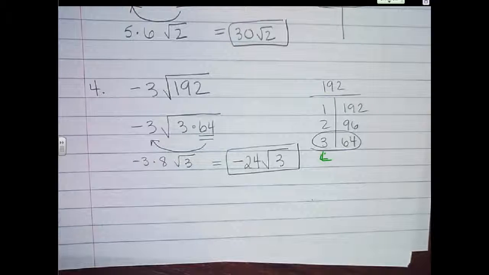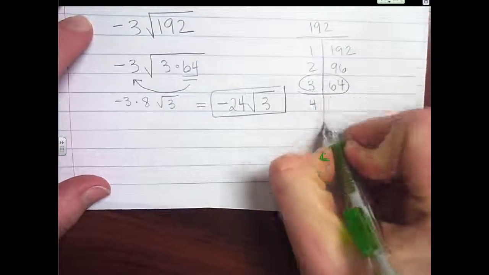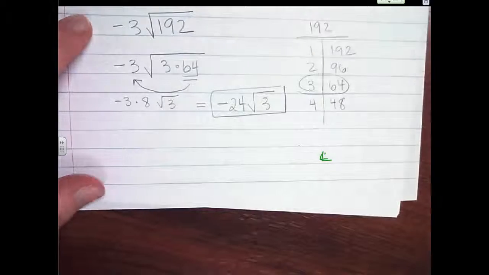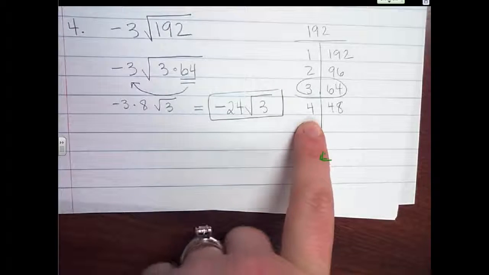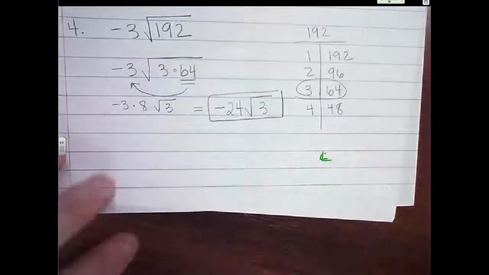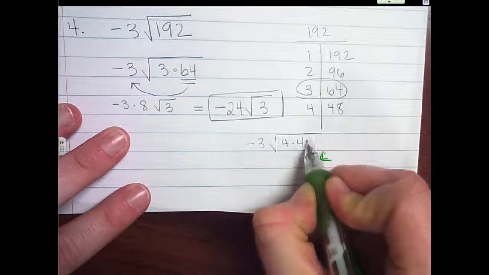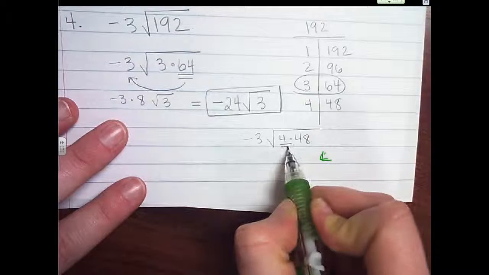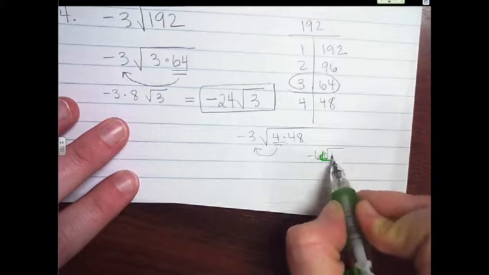Let me show you something, because I see what you're asking. It's a good question. Okay, so look, guys, pay attention. If I had gone here and I didn't realize that 64 was a perfect square, and I said, oh, well, 4 times 48. Okay, so then I go negative 3 square root 4 times 48. What's the square root of 4? 2. So I bring that out, and now I get negative 6 square root 48.